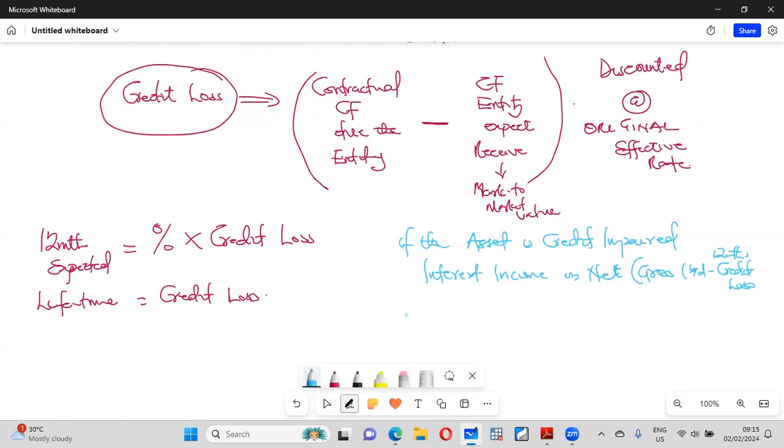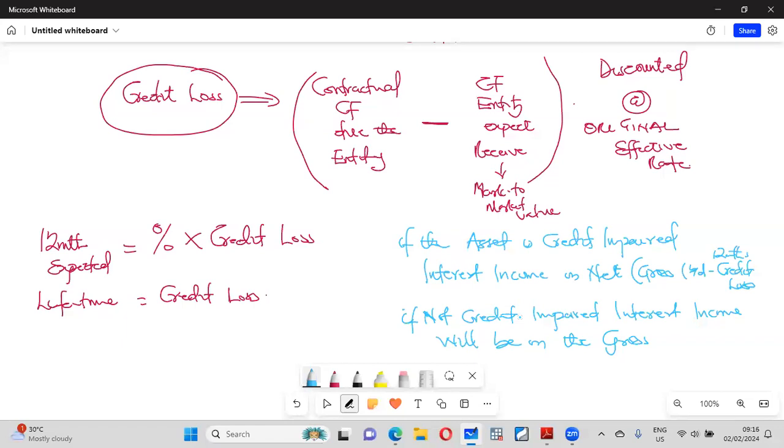If it is not credit impaired, interest income will be on the gross. So, ladies and gentlemen, this is it for impairment of financial assets. All right, so that is that.